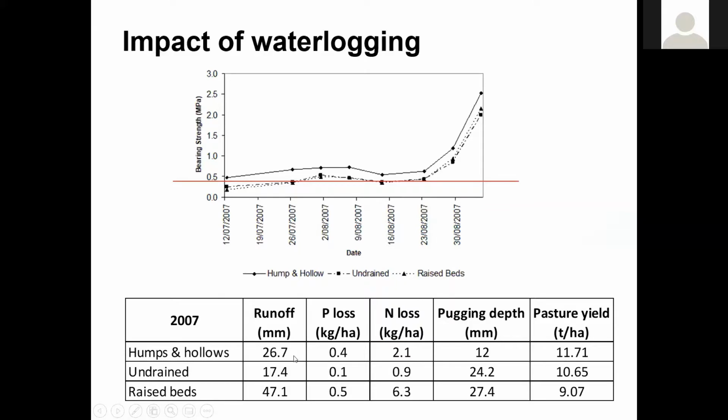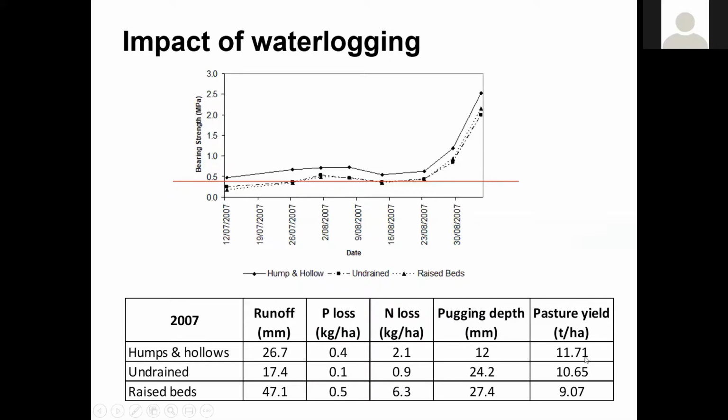And I've just put a few other bits and pieces up there. You can also see on there the difference between the amount of runoff that we got off those 3, plus there's some nutrient stuff. But the important 2 I wanted to look at here was the pugging depth. And you'll see the pugging was much less on the humps and hollows because the strength of that soil was better because it didn't have that extra water in it.